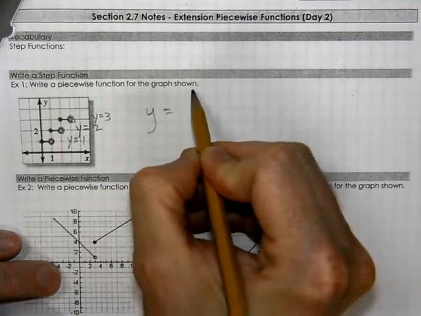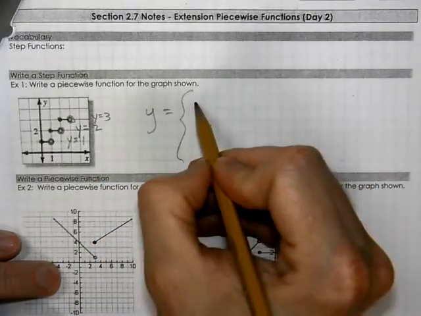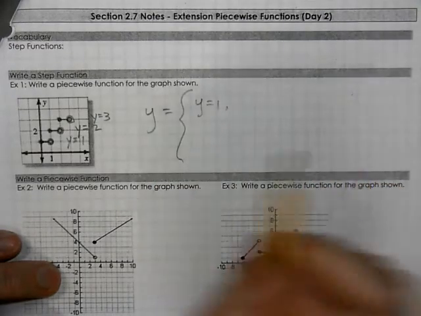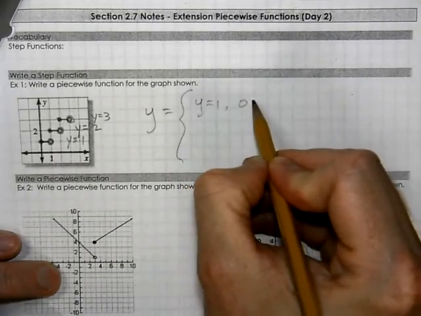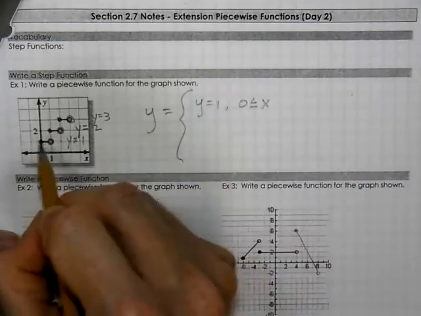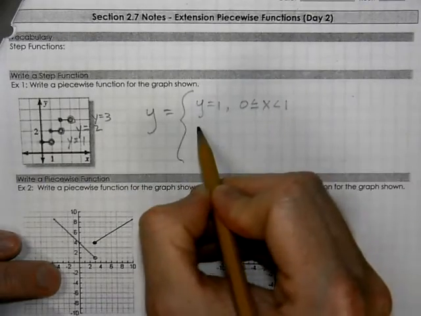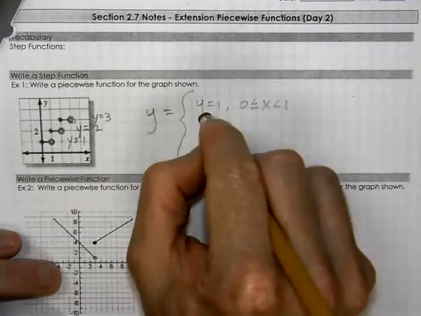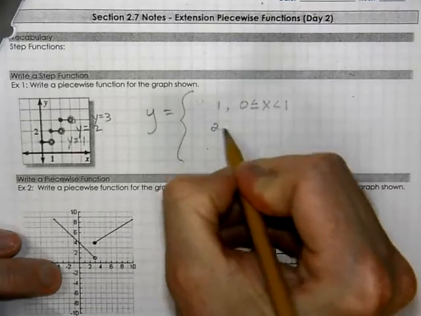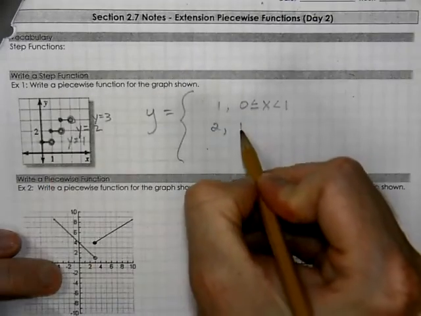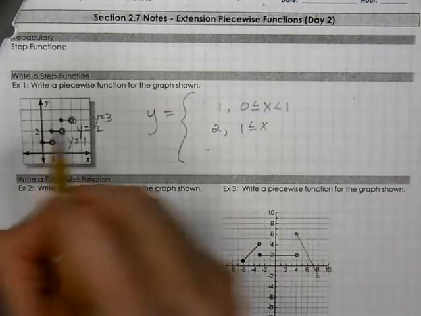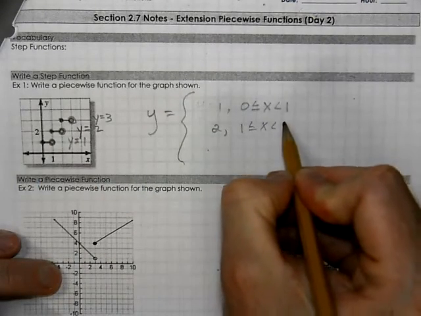So in our function, we're going to use y equals 1. What x values are we using that for? Whenever x is greater than or equal to, because it's a solid dot, but less than 1, we're going to be, sorry, you don't put the y equals there, you just put the 1. We're going to use the 2 whenever we're from 1, which includes 1 because of the solid dot, all the way up to 2.